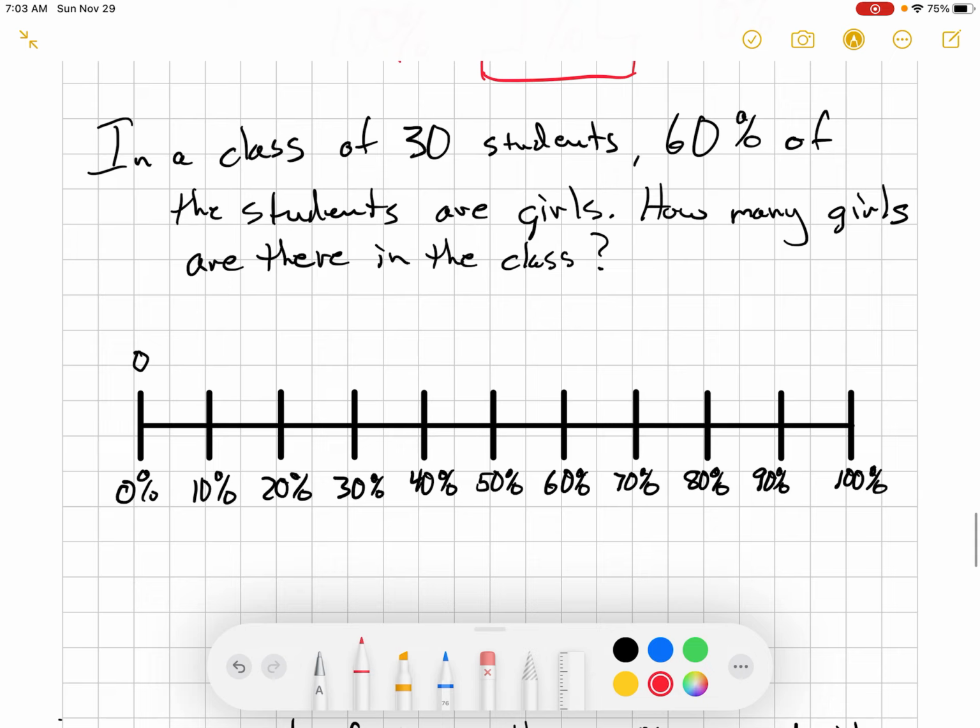All right, let's get into practicing some problems. In a class of 30 students, 60% of the students are girls. How many girls are there in the class? Pause, try this.